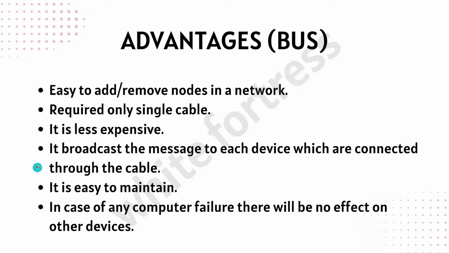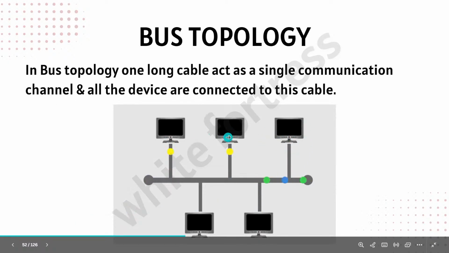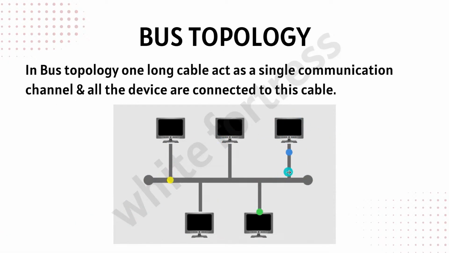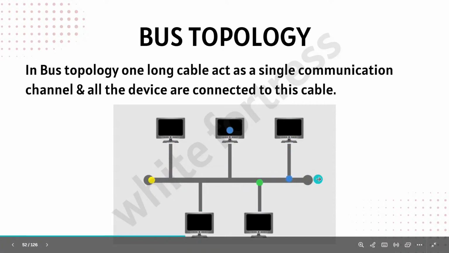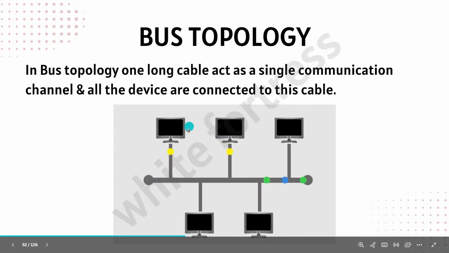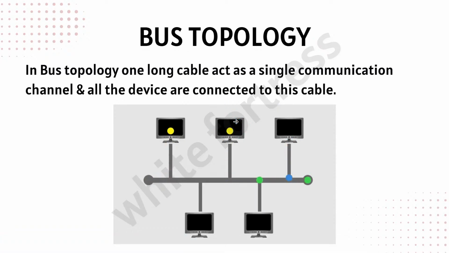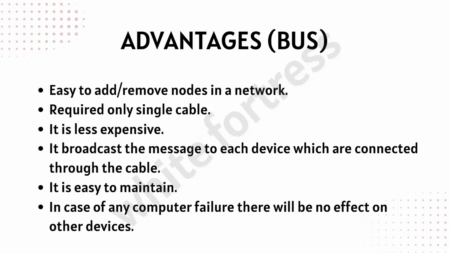So advantage: it is less expensive. It broadcasts the message to each device connected to the cable. It is easy to maintain, and in case of any computer failure, there will be no effect on other devices. For example, one system fails. The others are directly connected with each other with the help of the cable, so there will be no problem to the entire network. Only this system got the problem, but the entire network will work correctly.